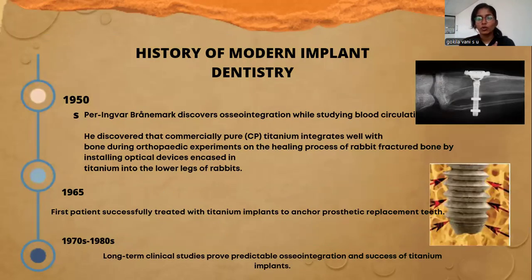How did he come up with this? Because he observed this process of osseointegration in a rabbit study wherein he used commercially pure titanium to treat fractures of the long bone of a rabbit, where he fractured the bone and placed this commercially pure titanium, and observed bone formation around this titanium. So it was in 1950 he found this osseointegration. In 1965, the first patient was treated with implant placement. And then around the 1970s and 80s, long-term studies on the success of titanium implant therapy were done.